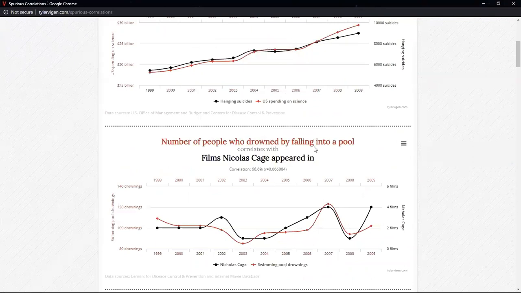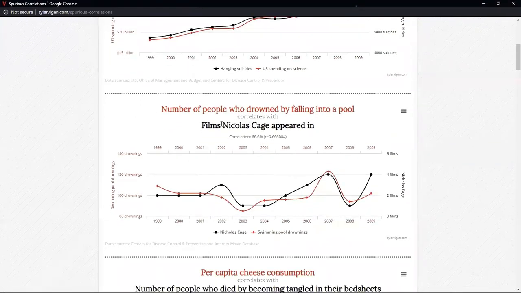Number of people who drowned by falling into a pool versus films Nicolas Cage appeared in. And we're not talking about the good films, we're not talking about the bad films, we're talking about all films. And look at how well these just happen to correlate. So some people spent a long time trying to find two things that have matching curves and then just slap them on top of each other. And these are two-way charts. You've got Nicolas Cage films labeled on the right, and that's the black curve, and then 120 drownings is here, 140 drownings is here. Why does this height represent the same height? We could stretch these or skew these and make it not look like correlation.